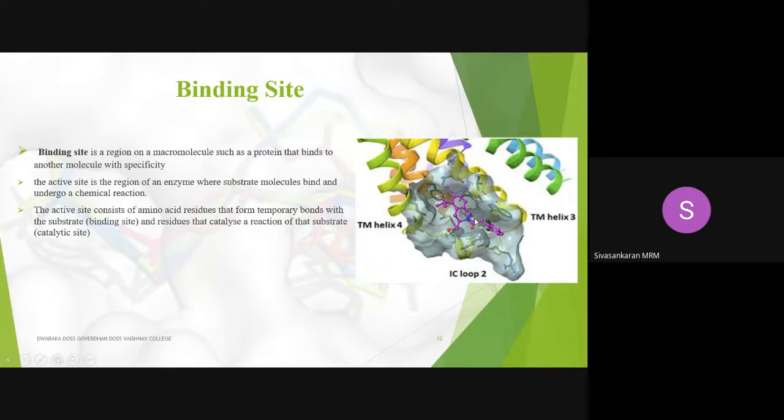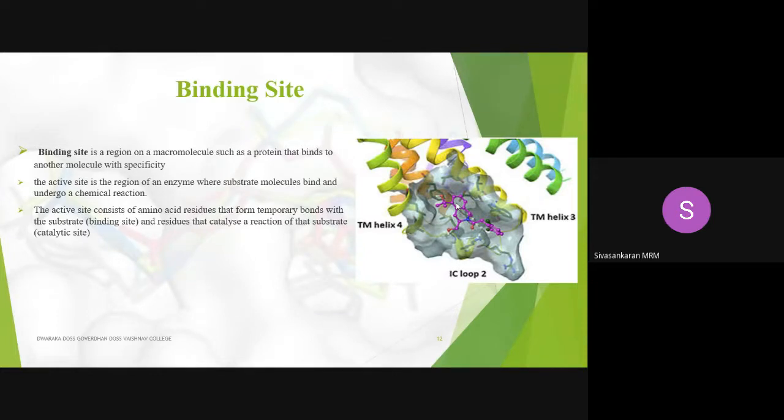This site is a binding site, like a hinge, a site which is available and can be used for the binding of the ligand to the particular protein. So this is the property that gives you more interaction between the protein and the ligand, which will give you a more enhanced result for the inhibition of the particular protein.